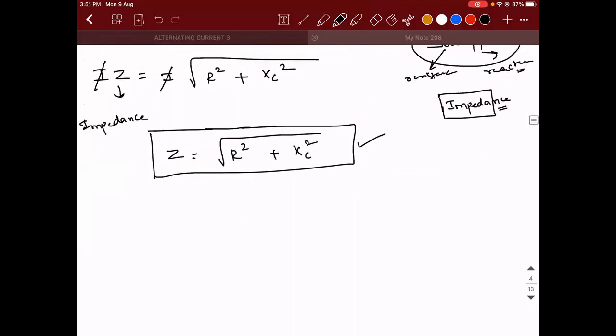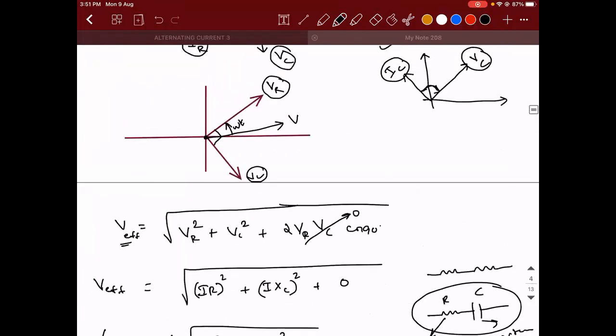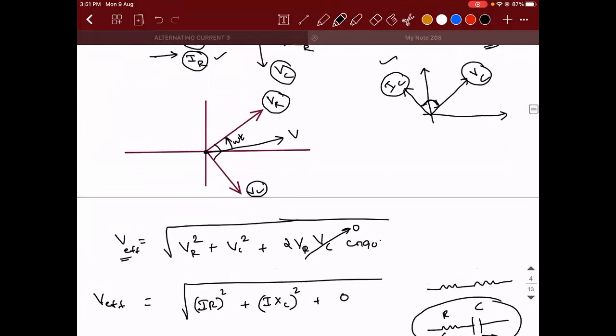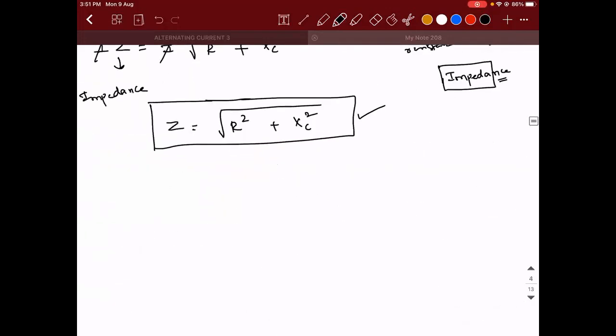Could you show the graphs for the circuit? Diagram? Yes. Sir, how to represent this impedance in the circuit, sir? Just put it as a Z. That's it. You need not draw the diagram. There is no symbol for it. Like how you have a symbol for resistor, capacitor, inductor, you don't have a symbol for impedance. You can just write Z is equal to root of R square plus X square.